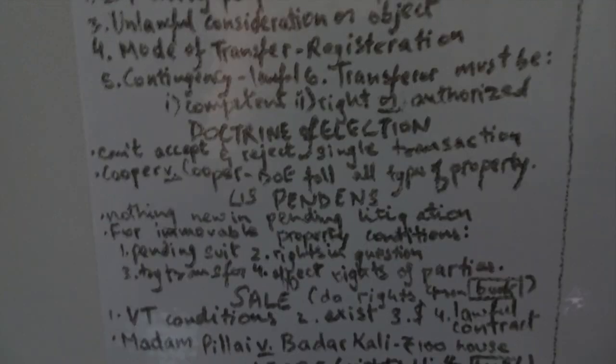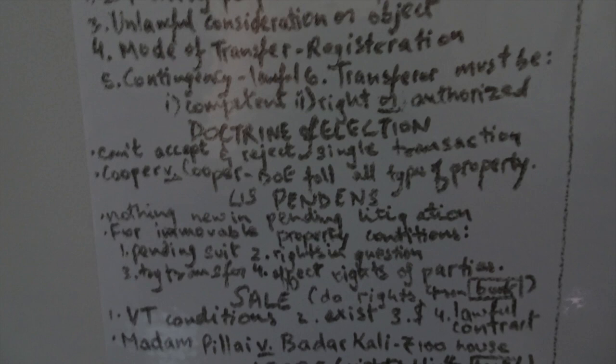After this, we have lis pendens. Lis pendens basically says that nothing new should be introduced in a pending litigation. So this is usually taken in regards to immovable property, and the conditions to be met are that firstly, there should be a pending suit. Secondly, the rights of the party should be in question. Thirdly, the parties should be trying to transfer the rights of the property onto someone else. And fourthly, the rights of the parties must be affected.